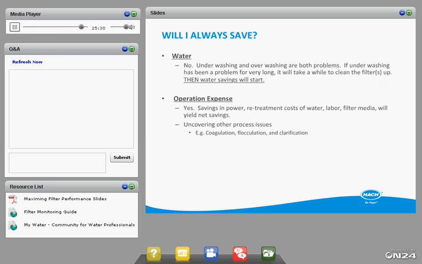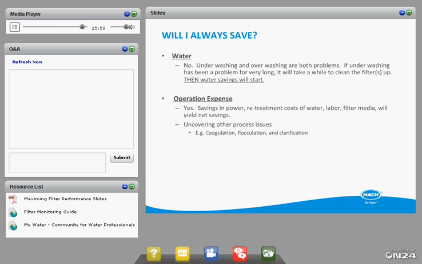So the question comes up, will you always save when you're optimizing your process? And particularly, we'll start with backwash. In terms of water, no. And this might be surprising, but as we discussed, underwashing is just as much of a problem as overwashing. And if a facility has been underwashing for some time, then it's going to take some time to unravel those problems through longer filter runs. Once that's done, and once those filter runs have been optimized, then water savings will start.